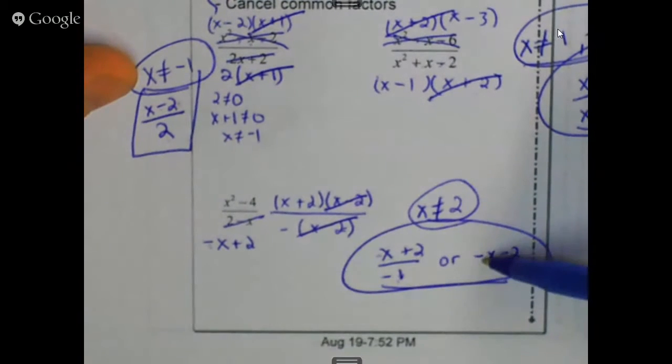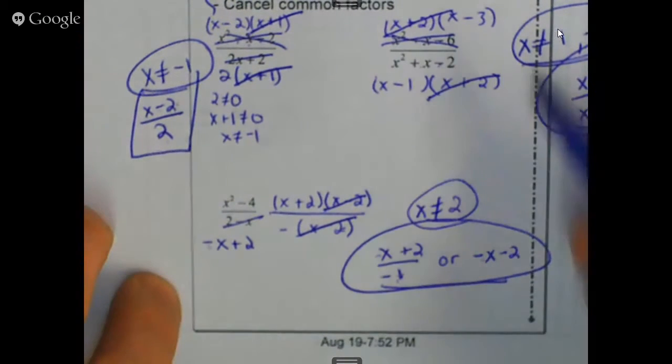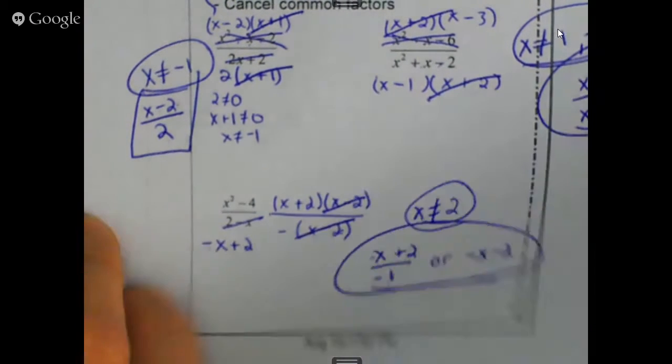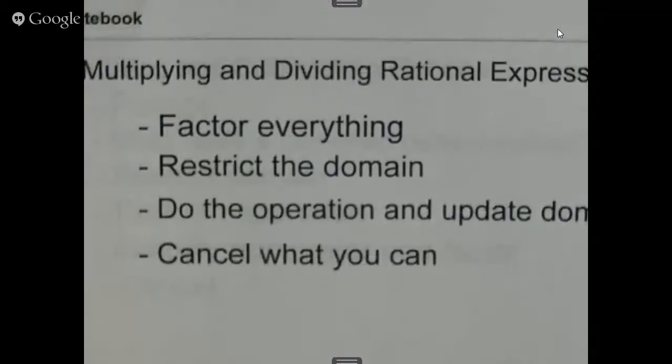This one over here, the minus x minus 2, is probably the more proper answer. But if you can get this, that lets me know that you understand what's going on and you understand the concept. So, multiplying and dividing rational expressions.